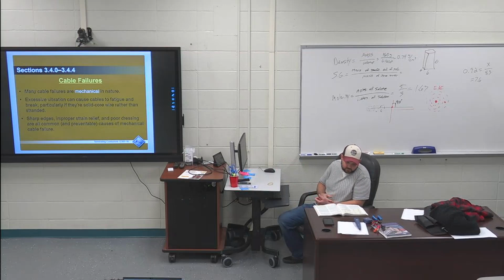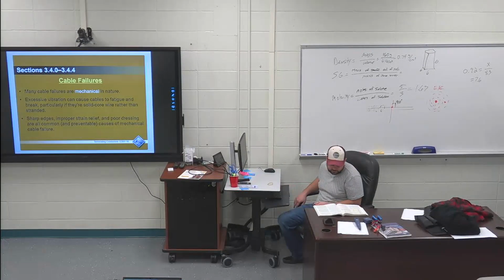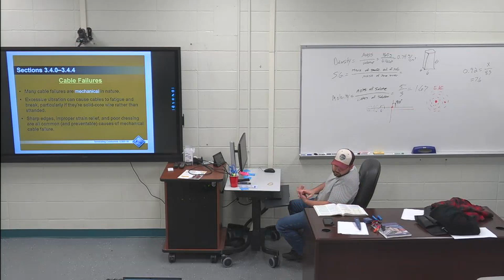I don't have any highlights in 331 or 2. 340, cable failures, mechanical failures. Top right of page 49, that last paragraph before 342, first sentence is highlighted. Mechanical failures are also caused by physical damage to the cable, such as that created by sharp edges. You can have mechanical failures.